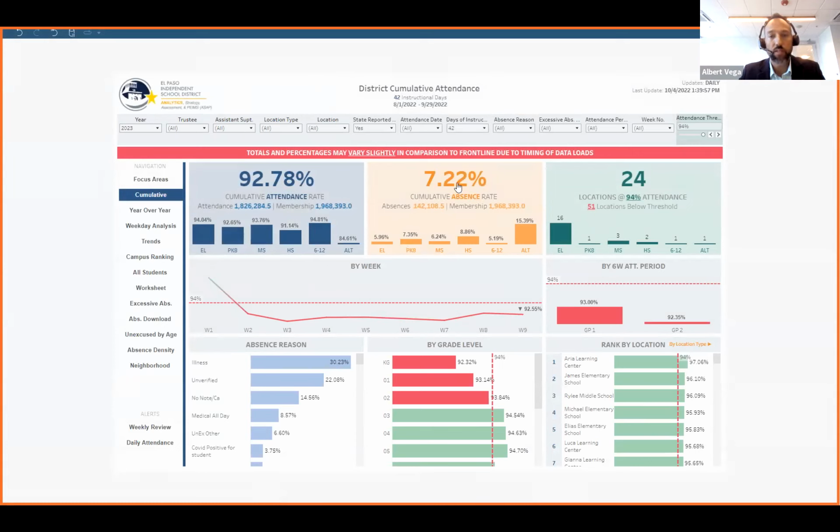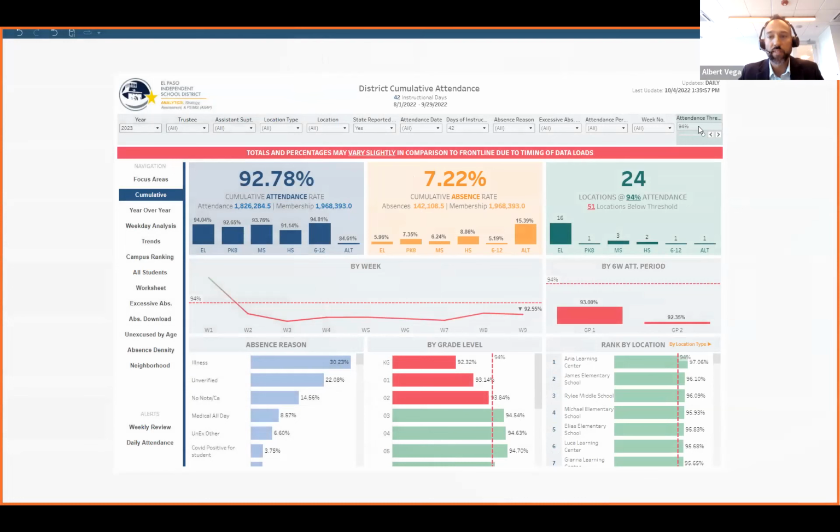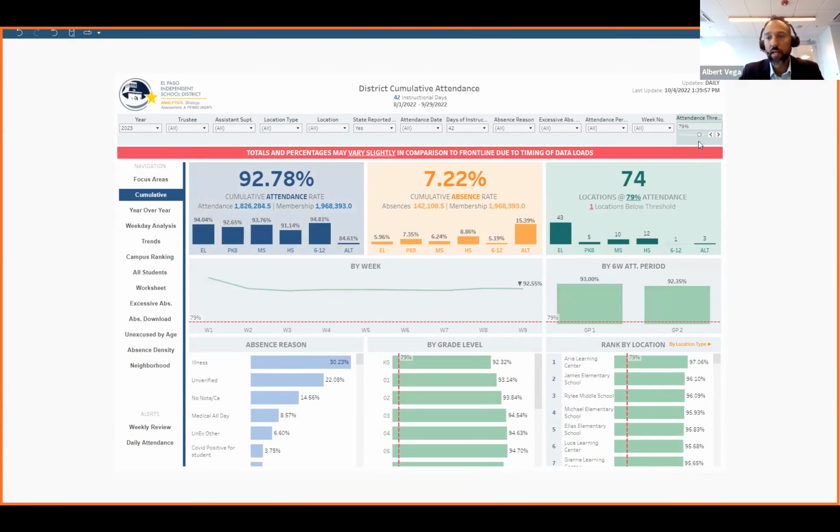We also have the total absence rate, broken down by campus type as well. And one of the things that we really want to focus on in this dashboard, if you look over here in the very top corner, is this parameter that was built in with the superintendent's threshold that she identified of 94%. This goal of 94% is something we're able to adjust. For instance, if you're the campus with a 76% attendance rate and you wanted to give yourself a goal of 80, you can do that here. You can adjust that number and you can see everything in the dashboard changes. But in this case, we're going to go back to 94.